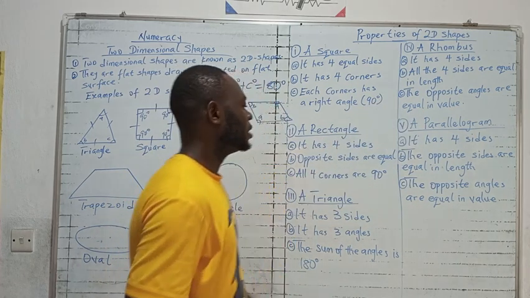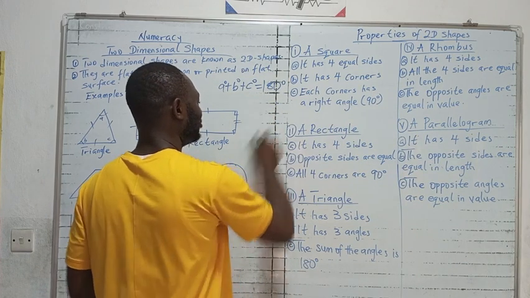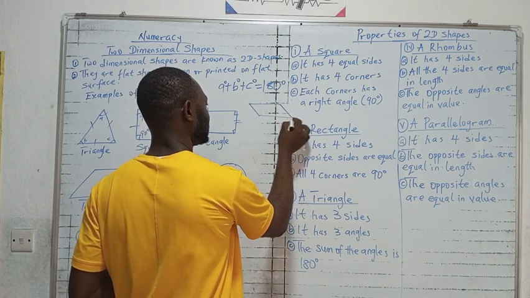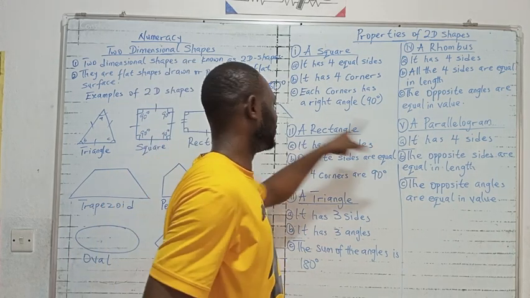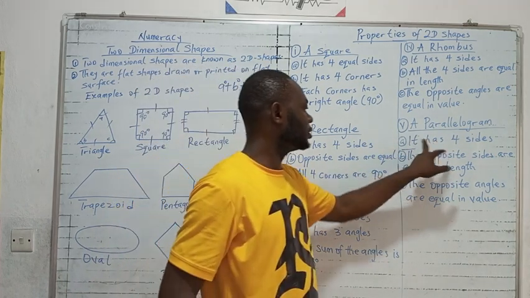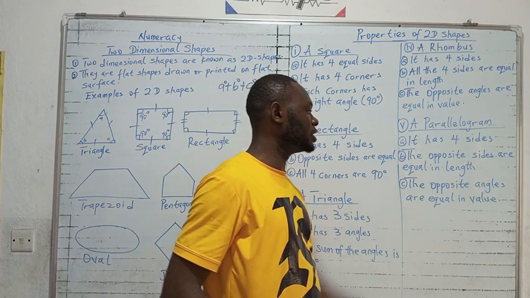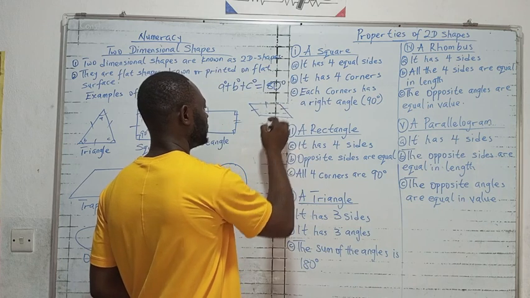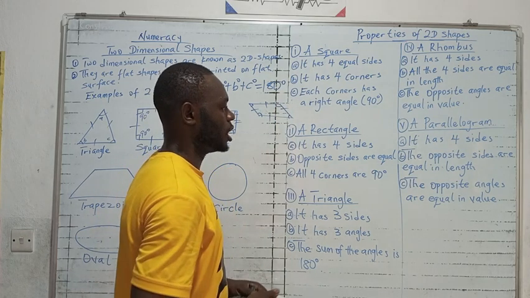A parallelogram. Now the parallelogram is formed by a rectangle. It's still the same shape as a rhombus, but it is now formed by a rectangle. If this is a rectangle, but it is slanting like this, then this becomes a parallelogram. This is a parallelogram because it is formed by a rectangle. Now, the parallelogram has four sides, and the opposite sides are equal in length. The same thing as the opposite angles are equal. So this angle and this angle are equal. This angle and this angle are equal.